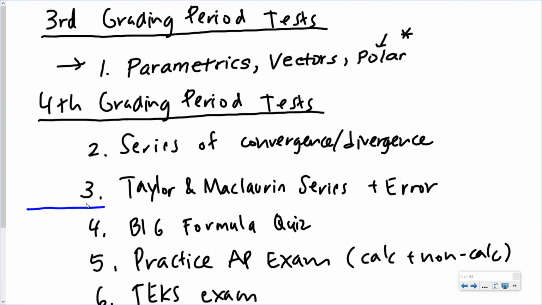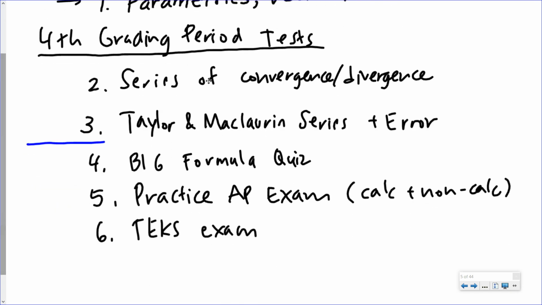polars. In the fourth grading period, after spring break, we have two new things that we're going to learn: series of convergence and divergence, and Taylor and Maclaurin series. I really like these units, but not everyone does, so we'll see if you do. And then after that, we're done with all content. And then you just have a few more tests.